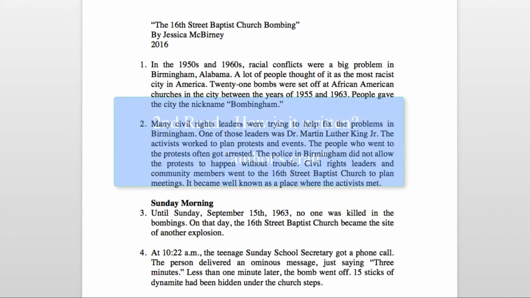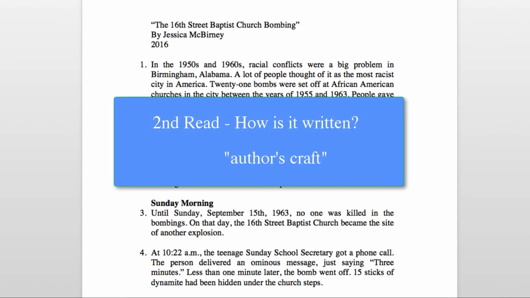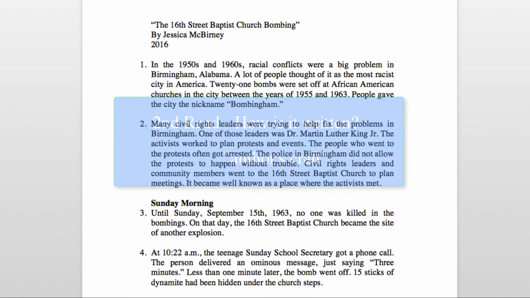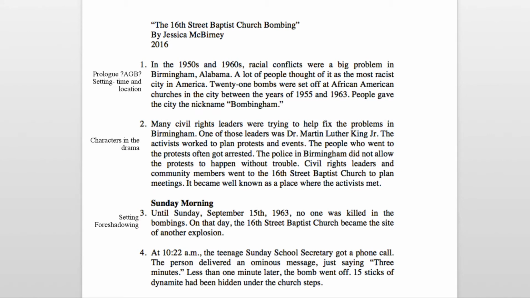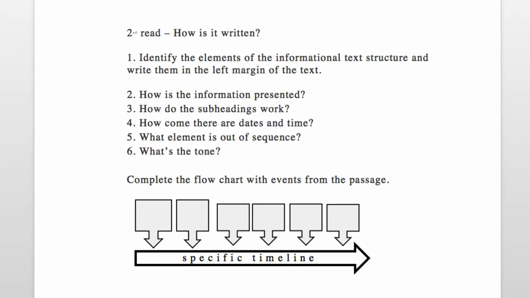The purpose for the second read is to examine the author's craft. How is the text written? The reader identifies the elements of a chronological text structure and writes them in the left margin of the text. Here are some questions to direct the student's thinking.